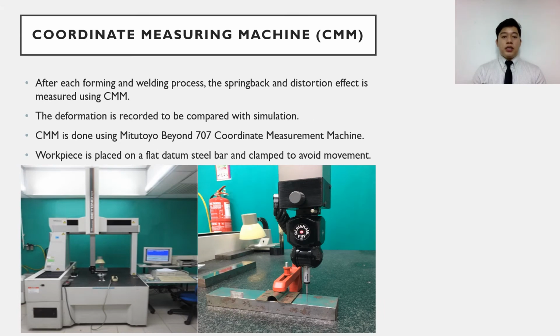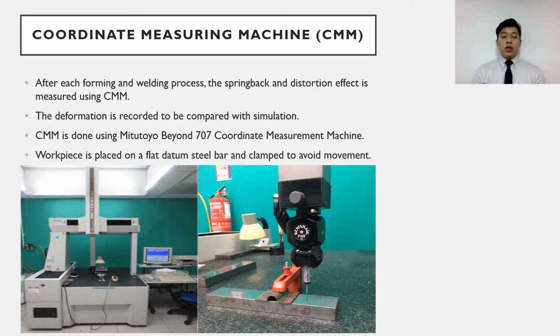So next is the coordinate measuring machine, CMM. After each forming and welding process, the springback and distortion effect is measured using the CMM. As we know, CMM can provide a more accurate measurement. So the deformation is recorded to be compared with the simulation.